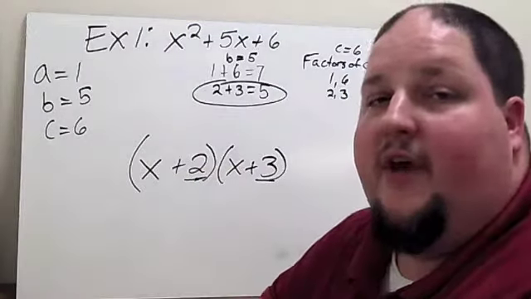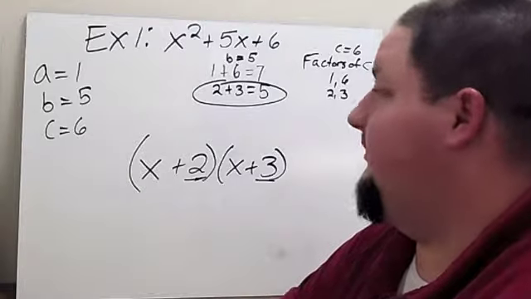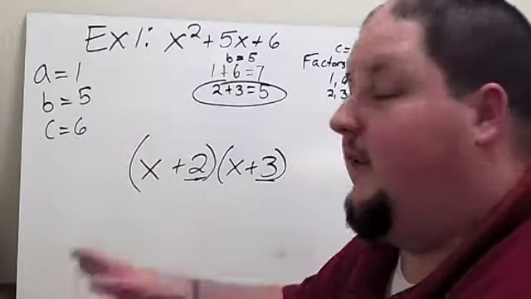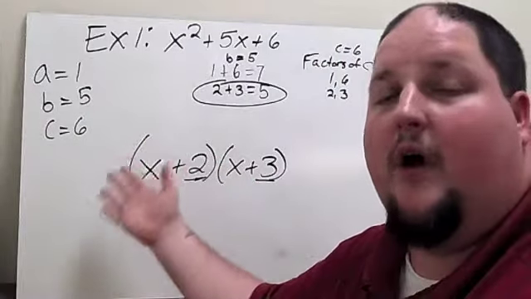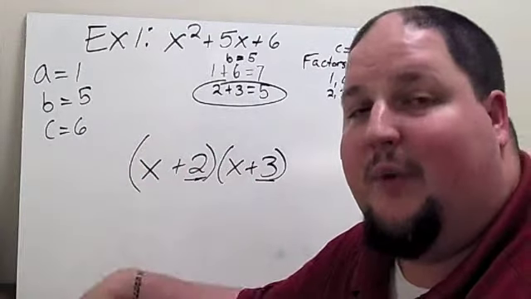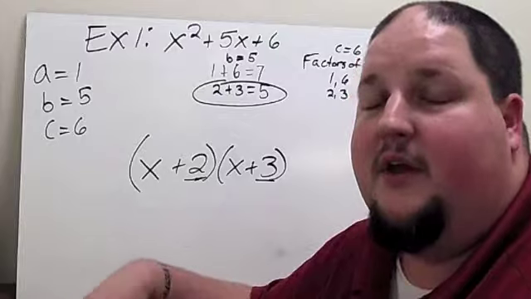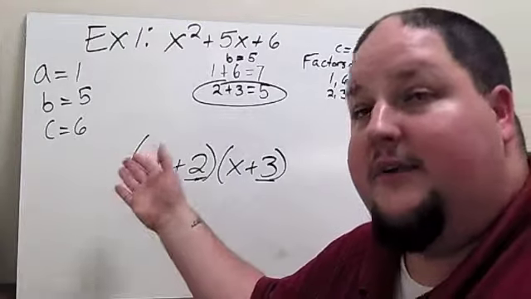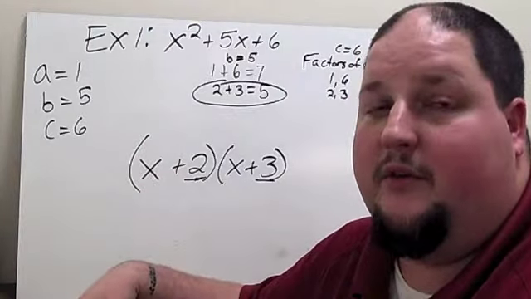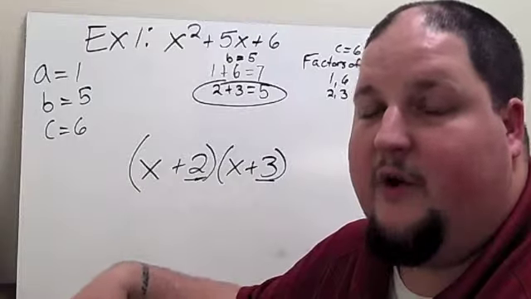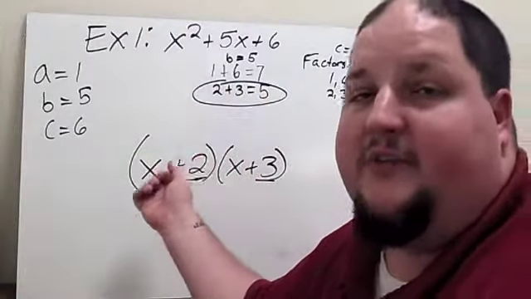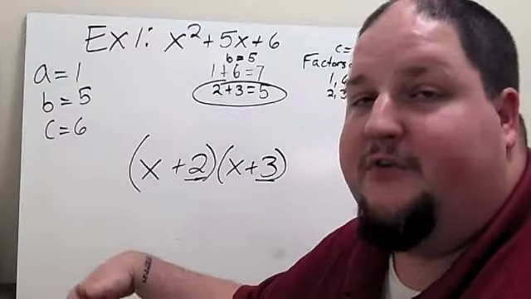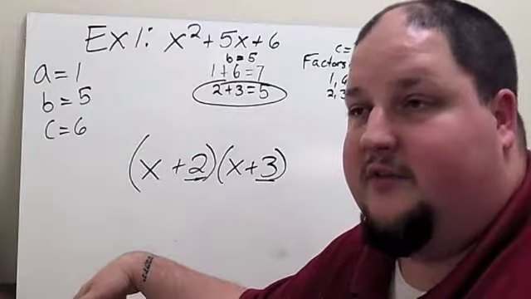Our first example, we have x squared plus 5x plus 6. So when I go through on every single one of these problems, I'm going to list a, b, and c. Even though a is always going to be 1 on these, it's important to start listing a, b, and c. It'll be really important when a isn't 1, as well as when we need to do the quadratic equation and the quadratic formula later on. So a is 1, b is 5, c is 6. That means our linear term is 5 and our constant term is 6.